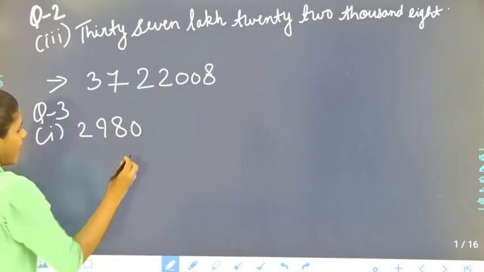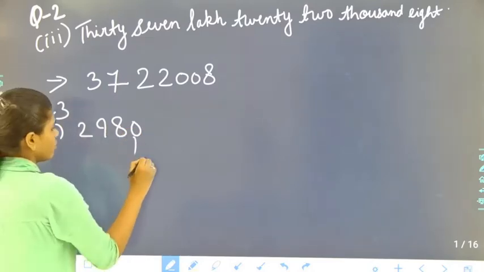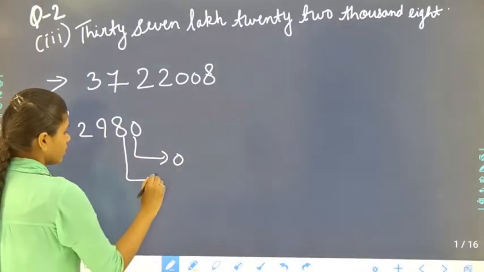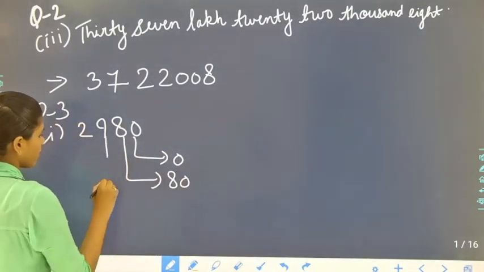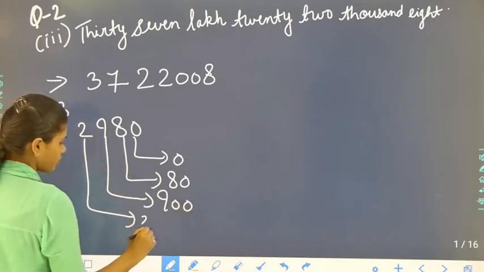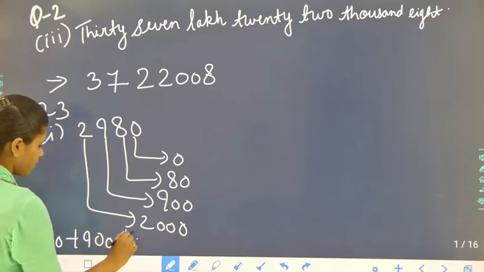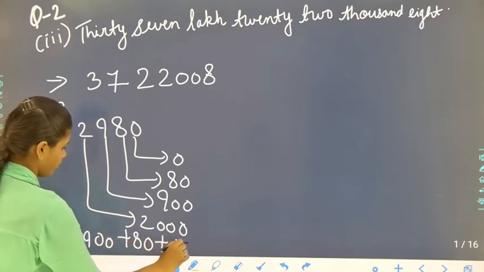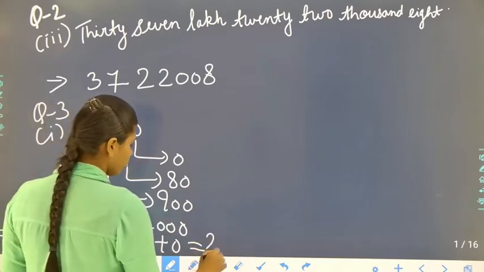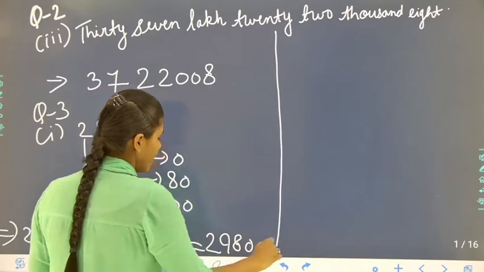2980, that is ones, tens, hundred, thousand. We have to do sum. 2000 plus 900 plus 80 plus 0. That is 2980. Now move to the next part.